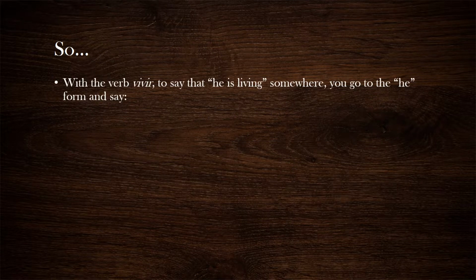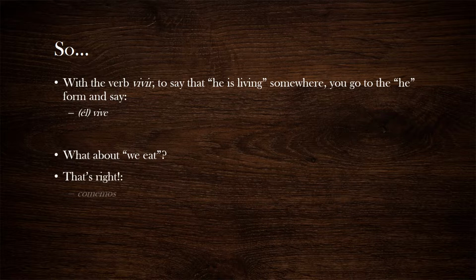So if you have the verb vivir, meaning to live, it ends in IR, and you want to say that he is living or he lives, you go to the he form, which is él, take off the IR, and you would add an E. Él vive. What about we eat? The verb is comer. Take off the ER, add emos, comemos. That is conjugating verbs.